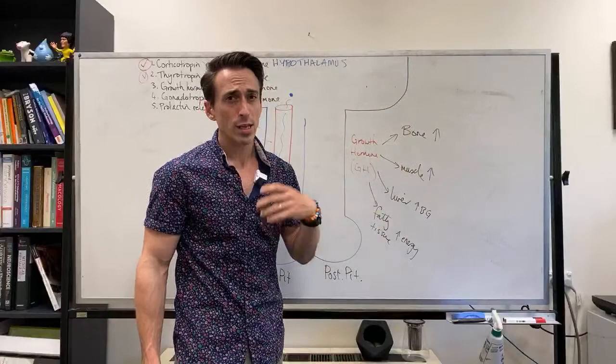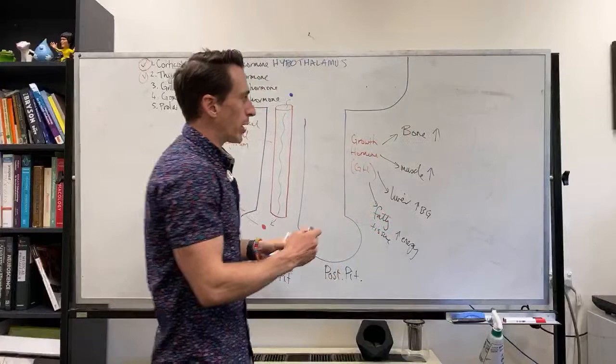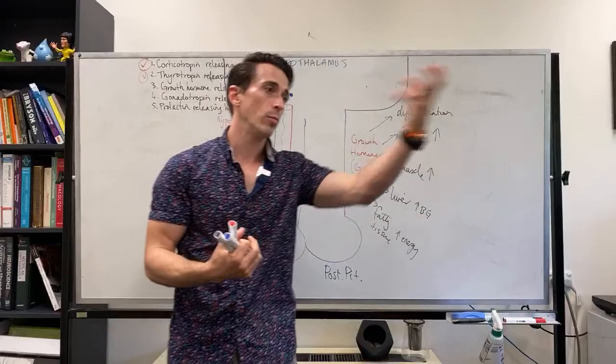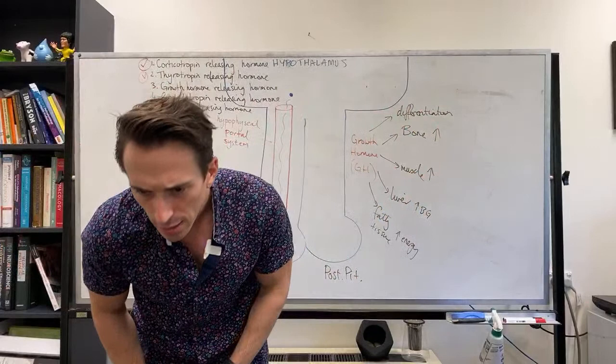Now, growth hormone is really important in early development, right? So it also plays a big role in differentiation. What that means is, early on when you're developing, in order for one tissue to become like this and another tissue to become like this, growth hormone helps that differentiation process.